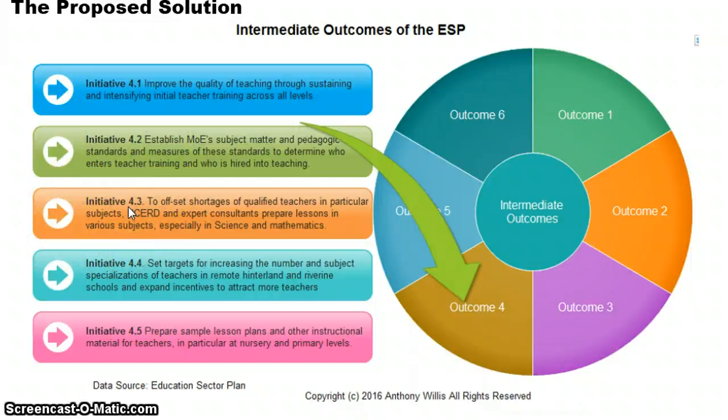Initiative 4.3, to offset shortages of qualified teachers in particular subjects, certain expert consultants prepare lessons in various subjects, especially in science and mathematics. Well, based on the textbooks that are available on the website of the Ministry of Education, they have quite a lot of deficiencies, and in a subsequent video I'll show you exactly where those errors are. Initiative 4.4, set targets for increasing the number and subject specializations of teachers in remote hinterland and riverine schools, and expand incentives to attract more teachers.